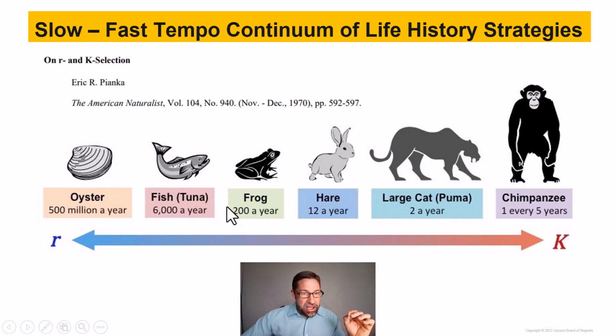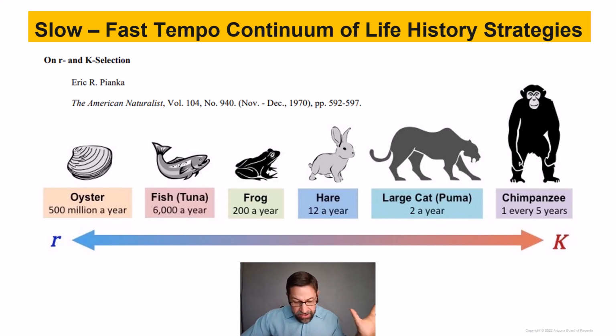As an example, if we look at just reproductive output, oysters are going to pump out enough gametes to produce 500 million microscopic offspring, the vast majority of which are not going to survive. Similarly, tuna may fertilize 6,000 eggs, most of which are going to be gobbled up. One of the fastest tempoed mammals are the hares, which may produce upwards of 12 young per year. Remember, hares produce precocial young.